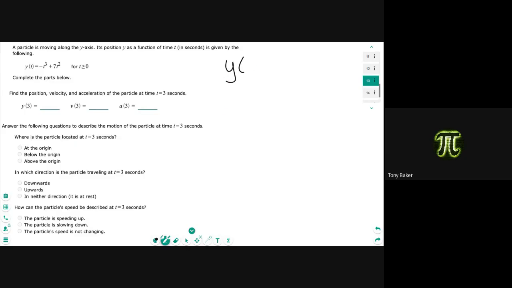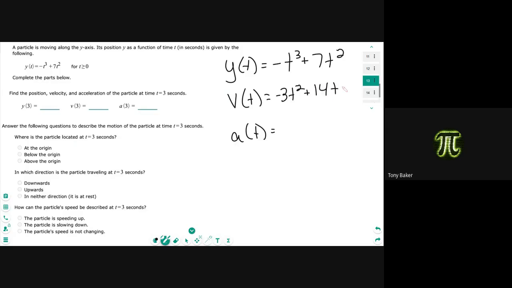So we have y of t equals negative t to the third plus 7t squared. We want v of t and a of t. v of t is what? What's the relationship between the y of t and the v of t? Yep, and then the a of t is your second derivative. So find my derivative. So I get negative 3t squared plus 14t. And then find my derivative again.